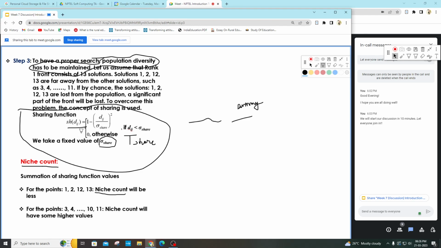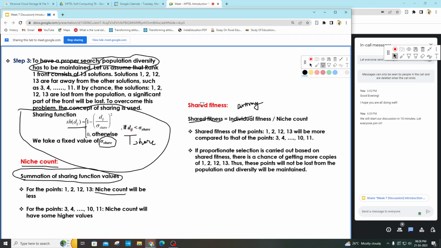After you calculate the sharing function for all these points, you have to find the niche count. What is the niche count? The niche count is the summation of the sharing function values of a particular point. When you find the niche count, you will find that points 1, 2, 12 and 13 have a lower niche count because they are less surrounded by other points, whereas points 3, 4, 10 and 11 have a higher niche count because they are surrounded by more points.